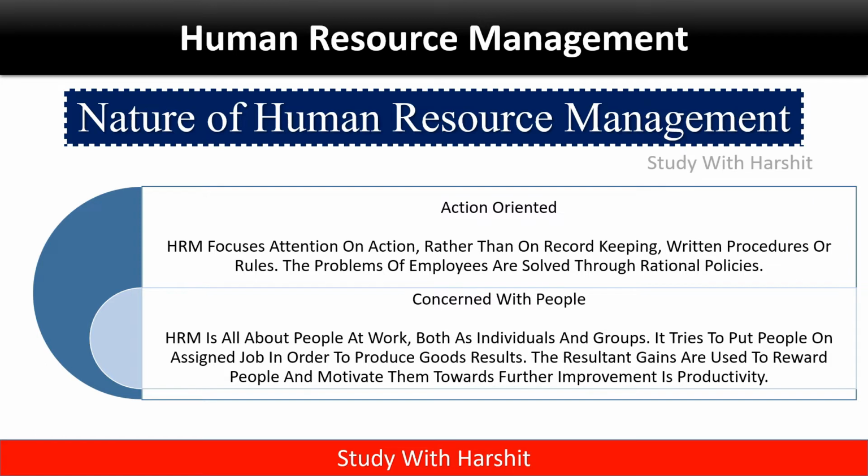Action oriented: HRM focuses attention on action rather than on record keeping, written procedures or rules. The problems of employees are solved through rational policies. Concerned with people: HRM is all about people at work, both as individuals and groups. It tries to put people on assigned jobs in order to achieve good results. The results gained are used to reward people and motivate them toward further improvement in productivity.